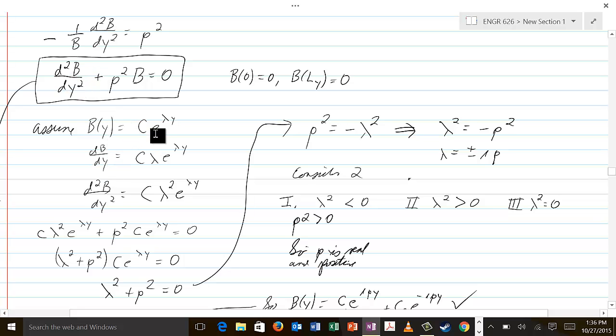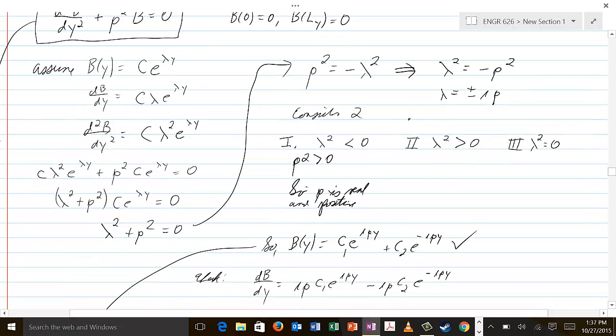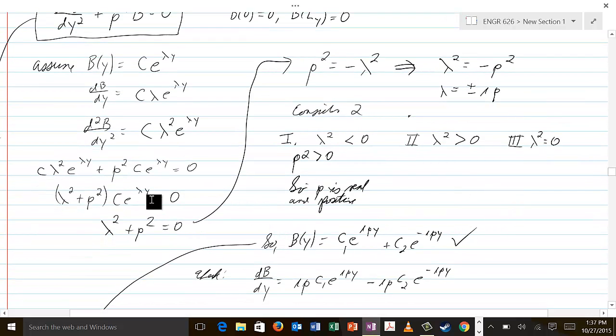The first derivative of c e to the lambda y would be c lambda e to the lambda y, and the second derivative would be c lambda squared e to the lambda y. If we plug that in for the second derivative and plug in c e to the lambda y for b, we get this equation right here. If we factor out the c e to the lambda y, we get lambda squared plus p squared times c e to the lambda y is equal to 0.